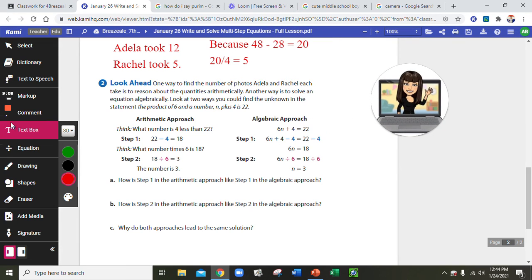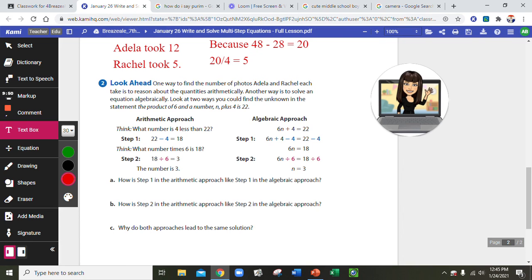I will at least read this to you. Look ahead. One way to find the number of photos Adela and Rachel each take is to reason about the quantities arithmetically. Another way is to solve an equation algebraically. Look at the 2 ways you can find the unknown in the statement. The product of 6 and a number n plus 6 is 22. So we need to know that product is multiplied. So we could write this the way they have it here.